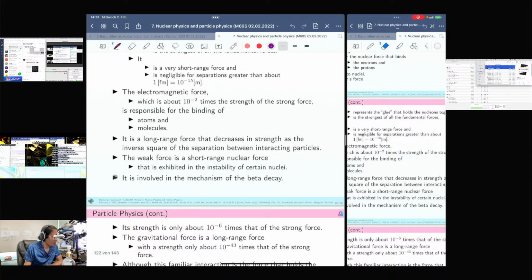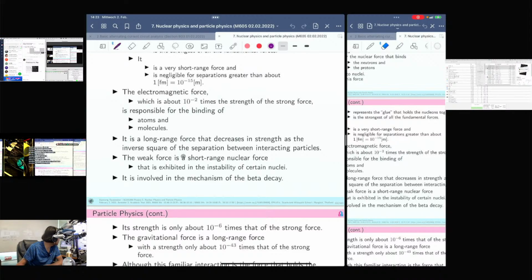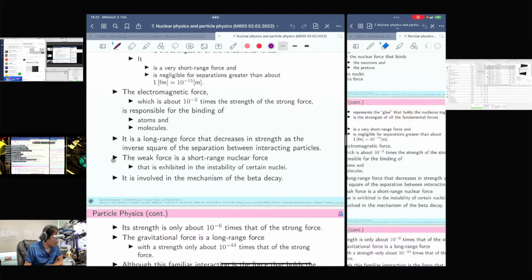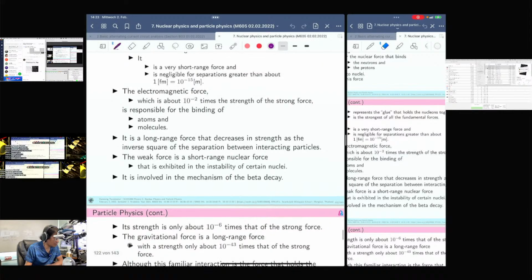The photon is the particle that is used to mediate the electromagnetic force. We will talk about that later. Now we move to the weak force, which may not be quite easy, or we may not be familiar with the weak force. What is that? The weak force is exhibited in the instability of certain nuclei. It is involved in the mechanism of beta decay. Its strength is only 1 by 1 million that of the strong force, which is very small.